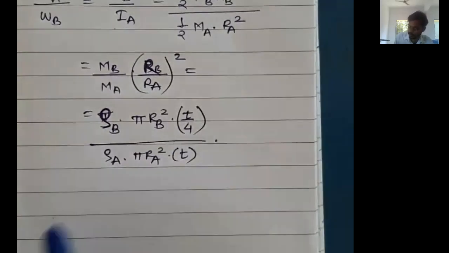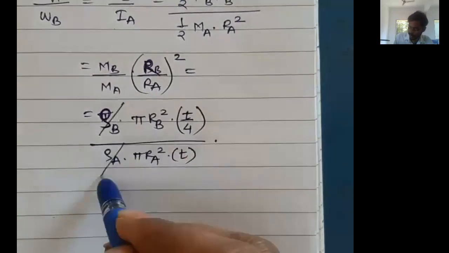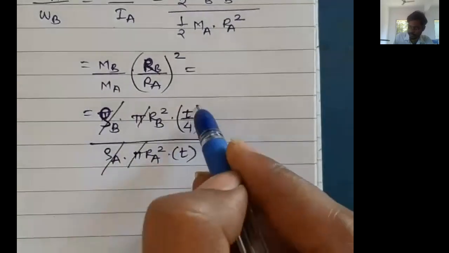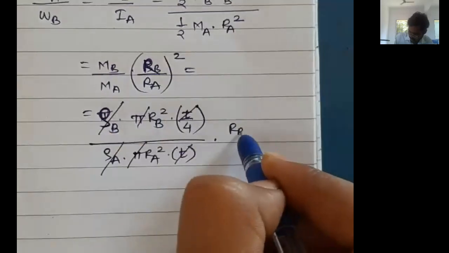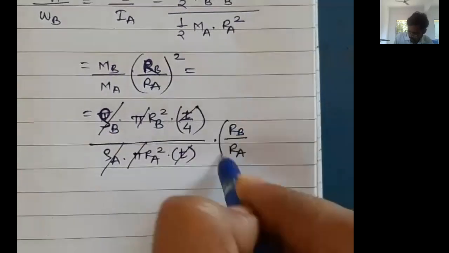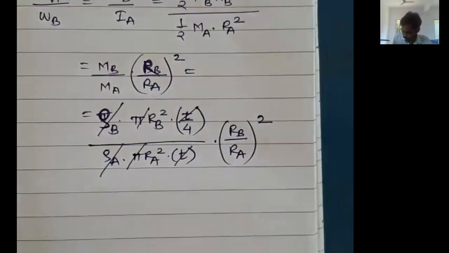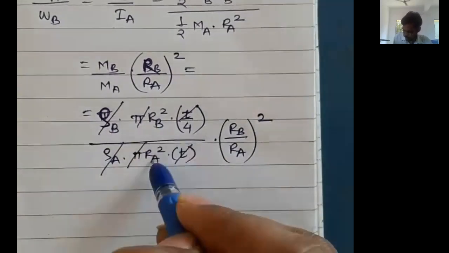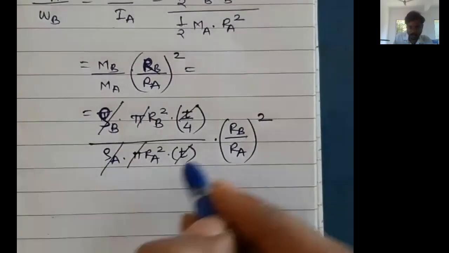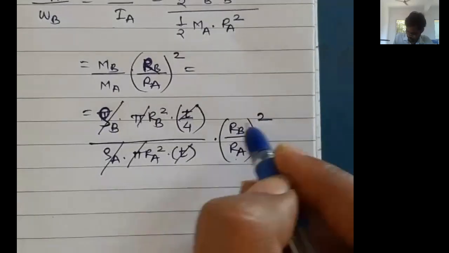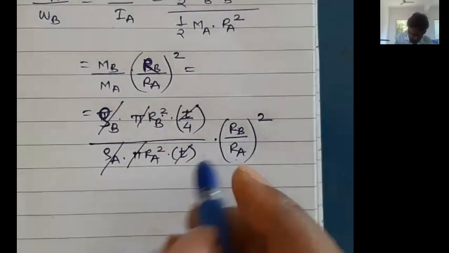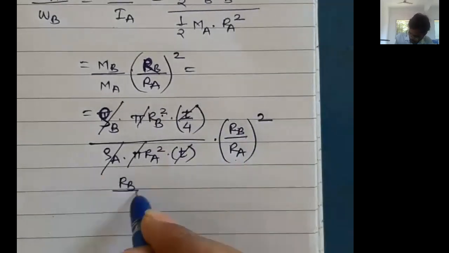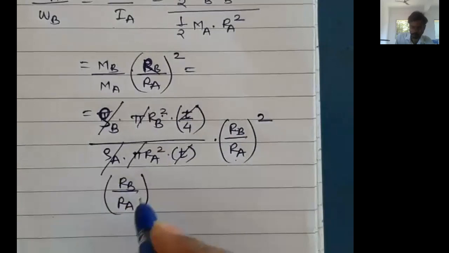So this is done. But sir, densities are given equal. Pi gets cancelled, t gets cancelled. This RB upon RA remains as it is. Just keep it as it is. We will replace it ultimately. Now here what remains is (RB upon RA) square. Here also (RB upon RA) square, into RB upon RB. (RB upon RA) square will become (RB upon RA) raised to 4.